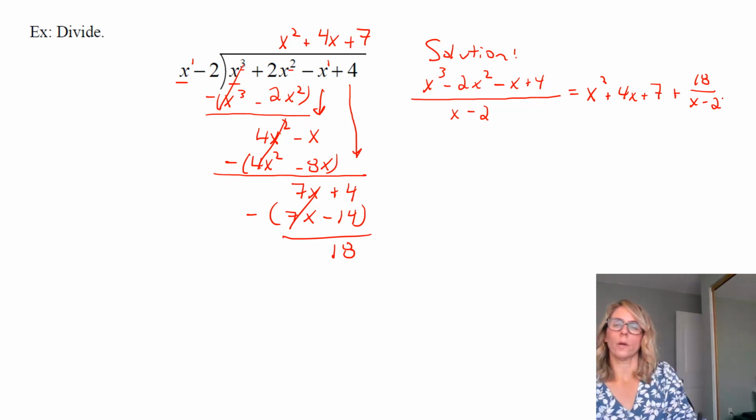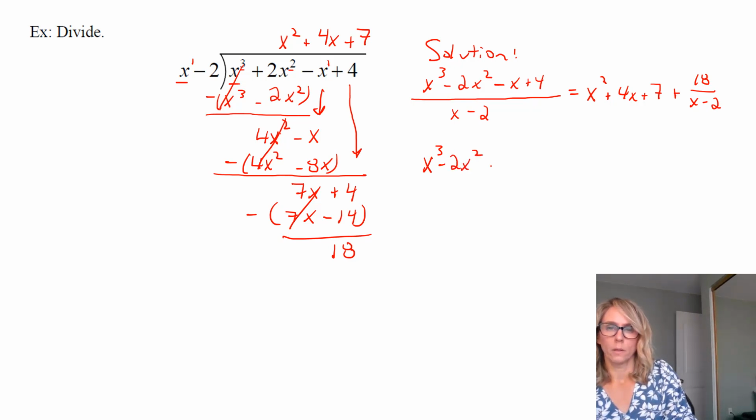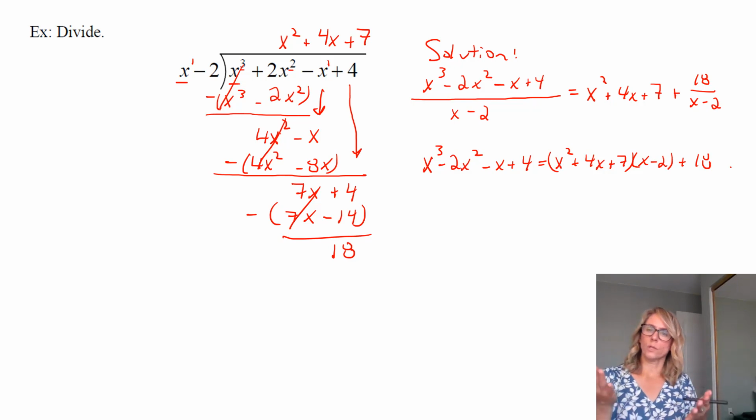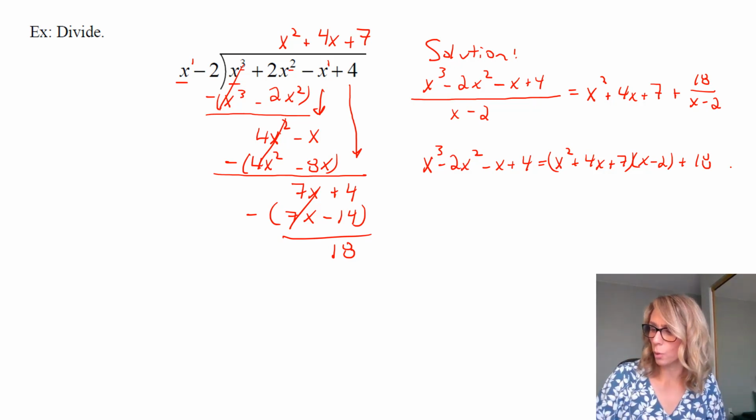Now what I want you to see, kind of what I was trying to say before, is that's the same as saying if I multiply both sides by x minus 2, x cubed minus 2x squared minus x plus 4. So if I multiply both sides by x minus 2, I get my quotient times x minus 2 plus 18. So I just want you to see that these are equivalent ways to write these two things. One is showing the division by the divisor. The other one is I've multiplied through by the divisor just to show a different way to look at it. But like I said, they are equivalent answers here.